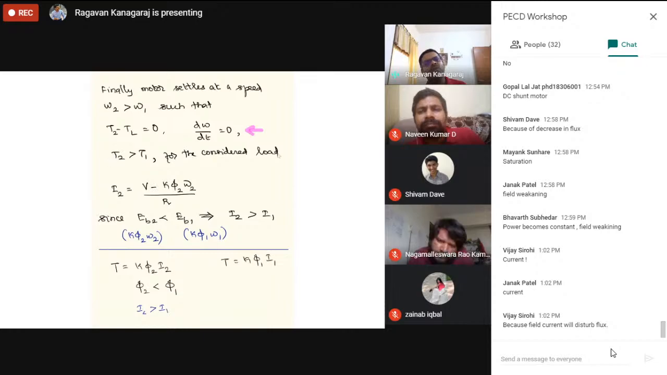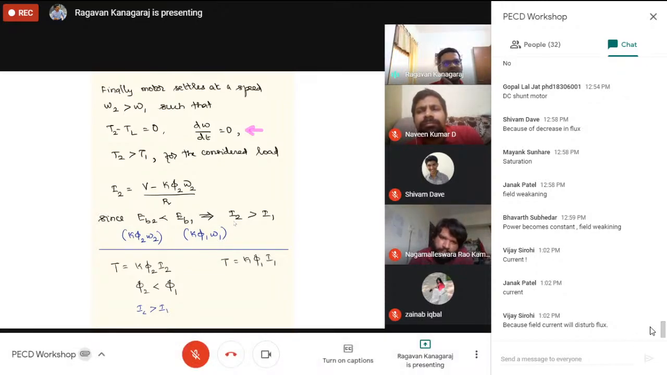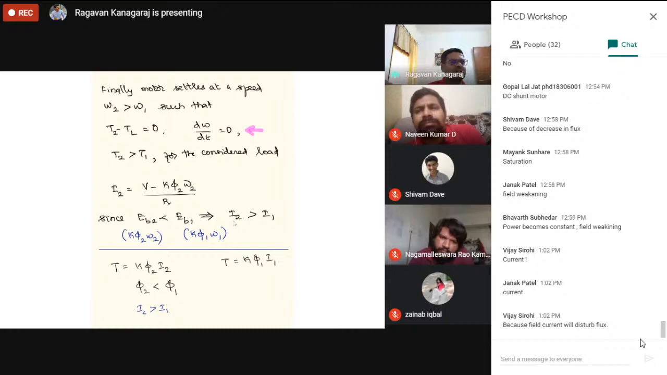This T2 greater than T1, you please strike off. Okay, T2 minus TL is zero. So T2 greater than T1, you strike off. If it's confusing, you strike off. What you should remember is, by doing the reduction in flux, what was the current in the operating point P1, that is I1. Now the current corresponding to the operating point P2 is I2, where I2 is greater than I1. Because we want to have the same amount of torque to be developed. So K phi 1 I1 equal to K phi 2 I2. Phi 2 is less than phi 1. Therefore, I2 should be greater than I1.